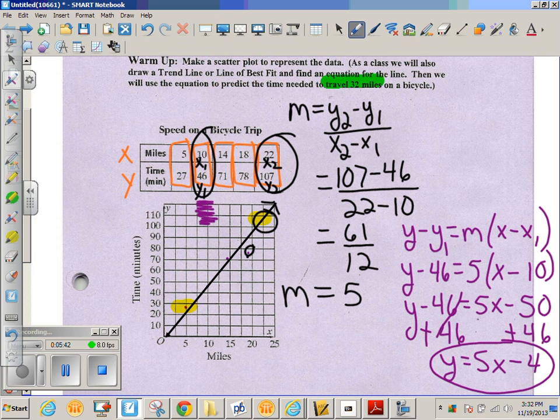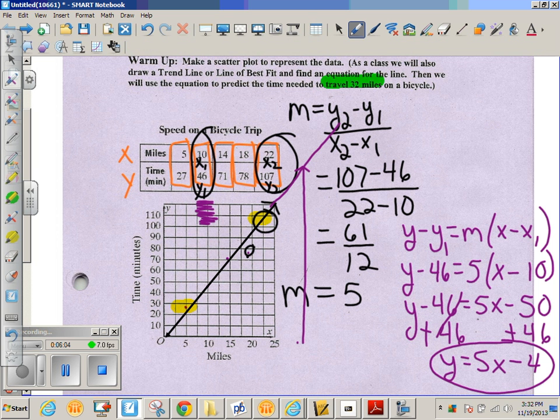So I can kind of make an estimate. I could continue my line up here. Obviously, if it was a straight line, I could do that. And then I could think, okay, well, that would be 30, and then 32 would be approximately there. But sometimes the numbers are so far off that you can't even really do that. So we want to be able to use a method that's always going to work for us.